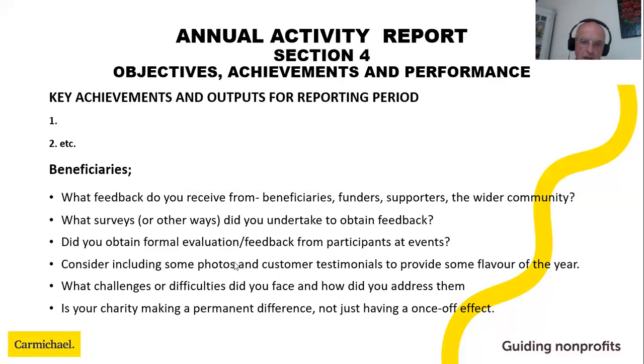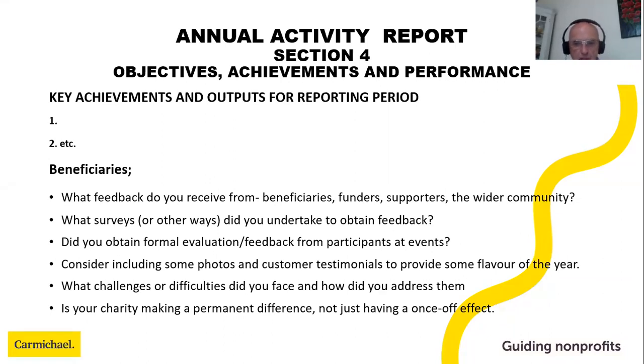Consider including some photos and customer testimonials to provide some flavour to the annual report. Sure, obviously photographs tell a story, and if you had a major event or events, make sure you take plenty of photographs so that you can choose from a number of photographs which ones you're going to include in your annual report. And if a particular beneficiary benefited from your services, and they're prepared to give you a testimonial, absolutely.